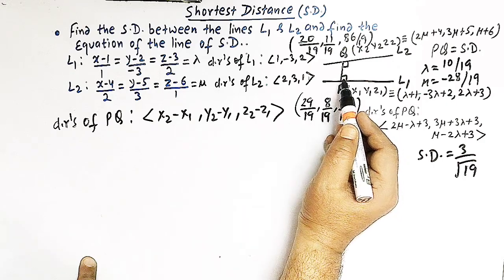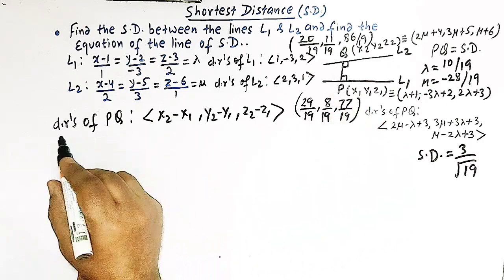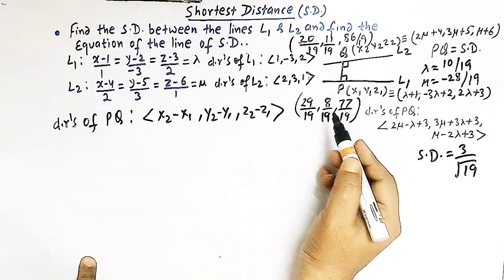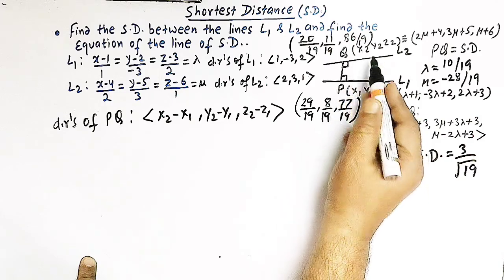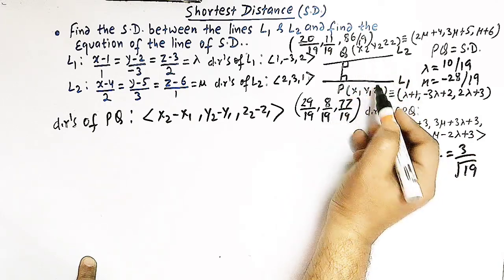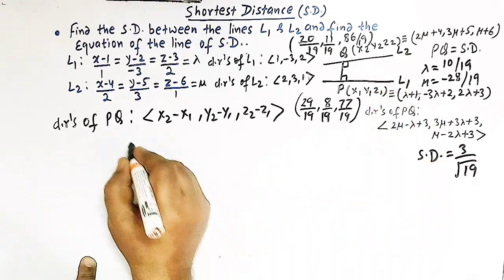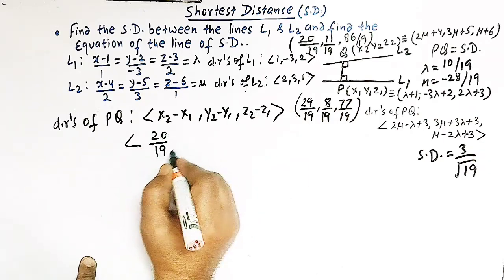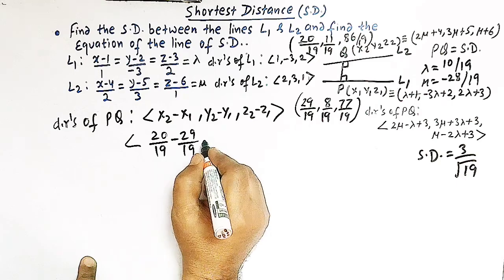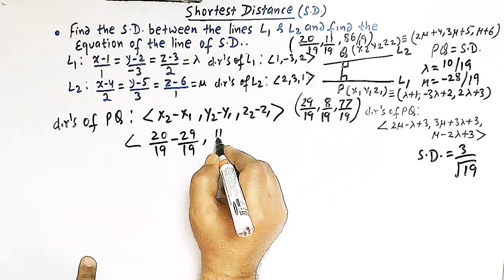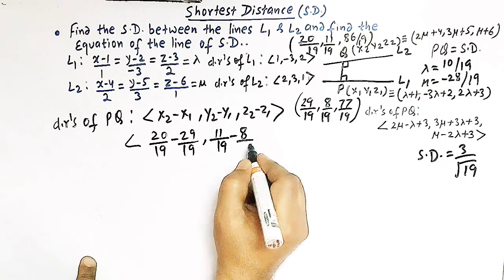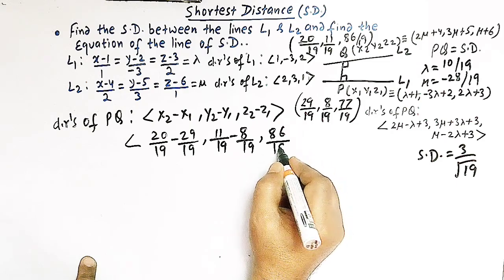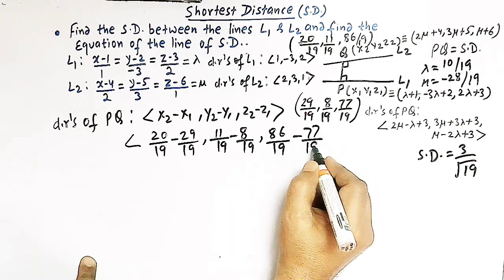So to get the equation of PQ, we have to first find out the direction ratios of PQ. And direction ratios of PQ can be given by simply the difference of the coordinates, that is x coordinate, y coordinate, and z coordinate. So here we have x2 minus x1, so we have 20 over 19 minus 29 over 19. Then we have y2, 11 over 19 minus 8 over 19, and then we have 86 over 19 minus 77 over 19.